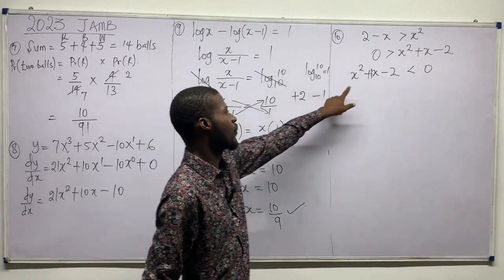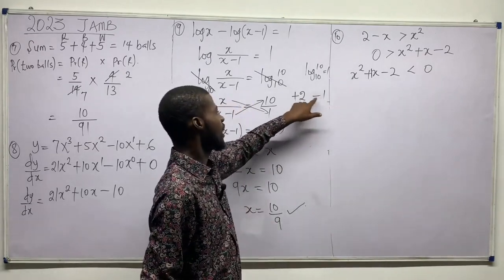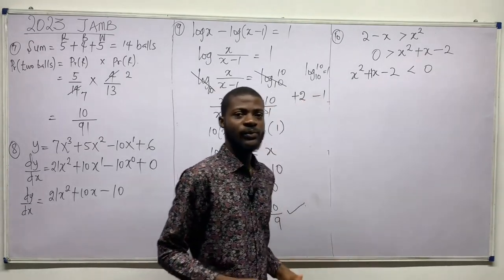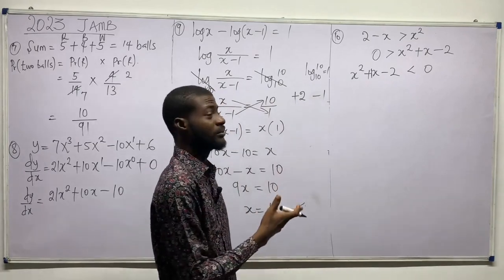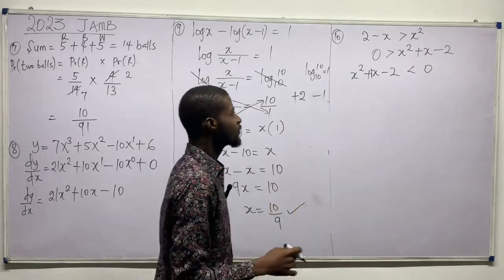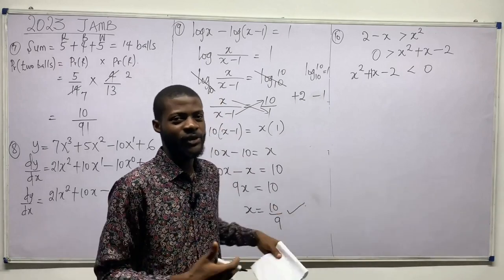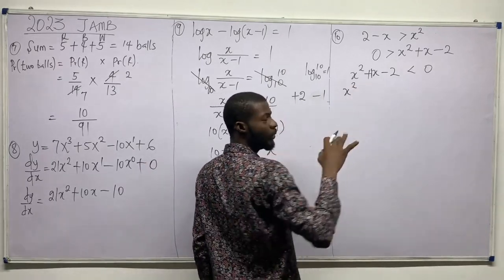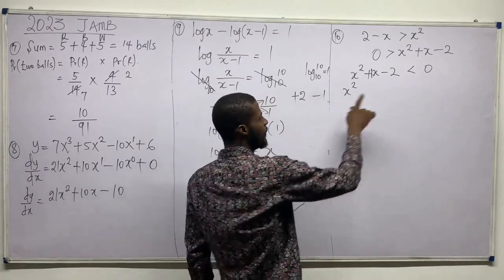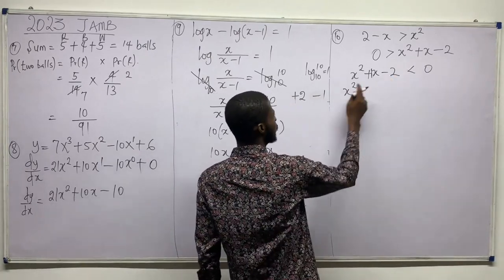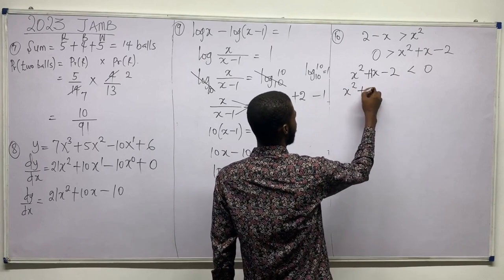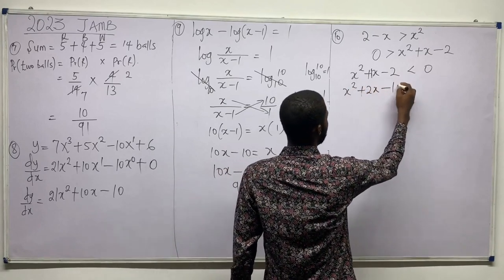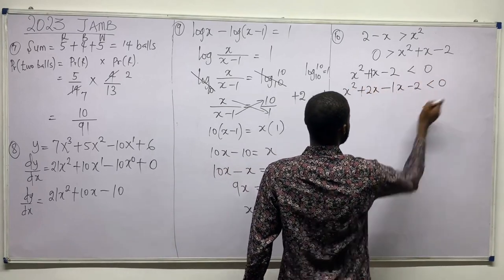2 minus 1 is 1. 2 times minus 1 is what? Minus 2. So let us go ahead and factorize, even though there's a shortcut for that, but you can watch my videos. I actually make YouTube shorts on how to factorize easily. So this is x squared, but I want to do this carefully because you don't need to mess with this very sign. So this is x squared plus 2x minus 1x minus 2 less than 0.